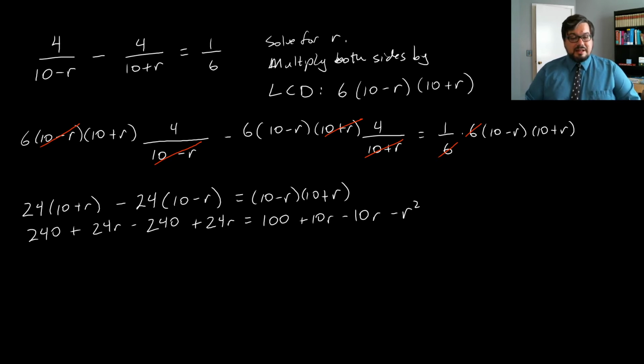So we have lots of cancellation going on. When we simplify the left-hand side entirely, we get 48r. And when we simplify the right-hand side, we get 100 minus r squared.